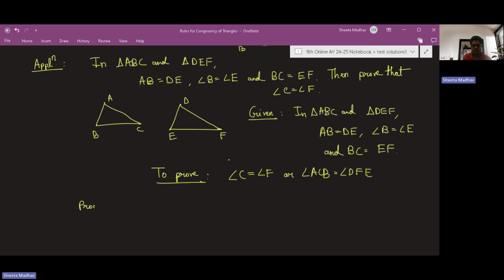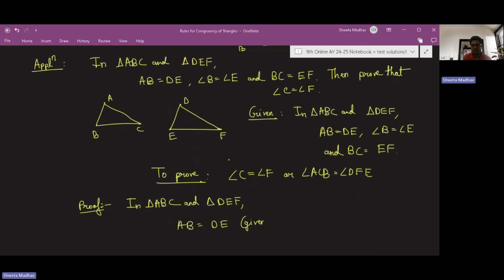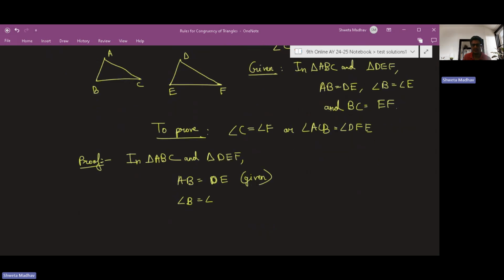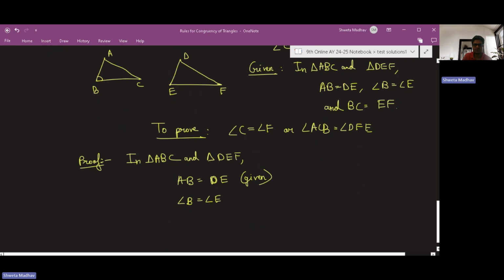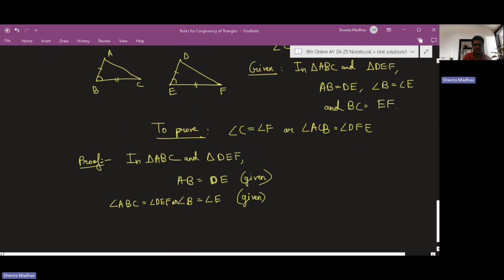So then we will write the proof. So the proof, how to write it? I will say that in triangle ABC and triangle DEF, AB equal to DE is given, which is given, and angle B equals angle E, which has been told also, which has been given. Or in place of B and E, we can also say angle ABC equals angle DEF, which has been given, or we can say angle B equals angle E. And it also has been given that BC equals EF.